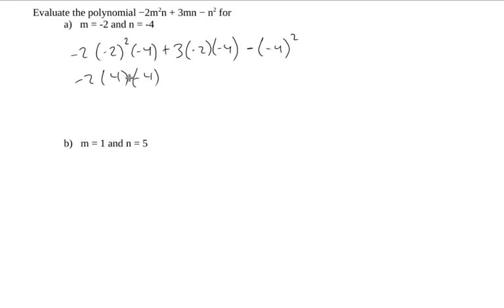The negative 2 quantity squared becomes a positive 4. In this product, there's no exponents or anything like that, so I'm just going to go ahead and multiply them together. There's two negatives, the negative 2 and the negative 4, so the end result is going to be positive. 3 times 2 is 6, and multiply that by 4, we get 24. Then over here, I'm not dealing with this negative right now. I'm dealing just with the exponent. Negative 4 quantity squared is positive 16.